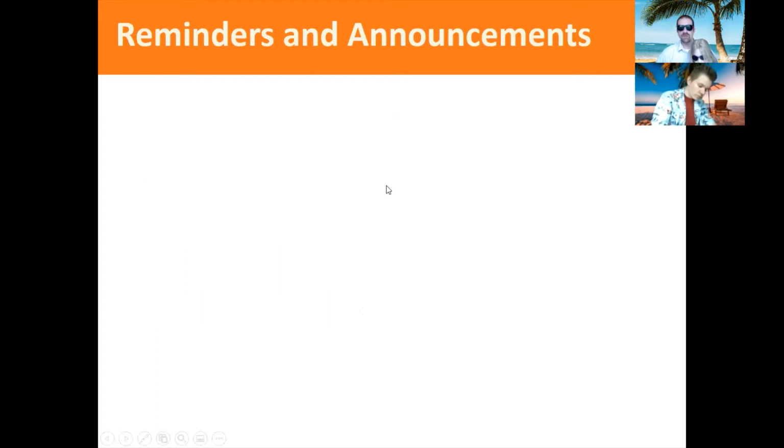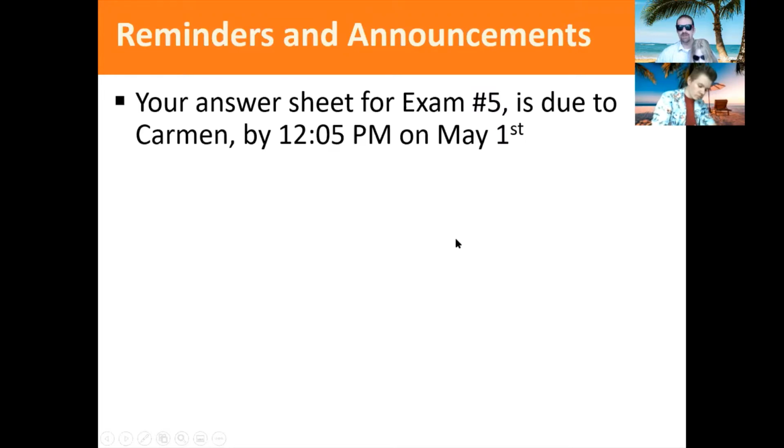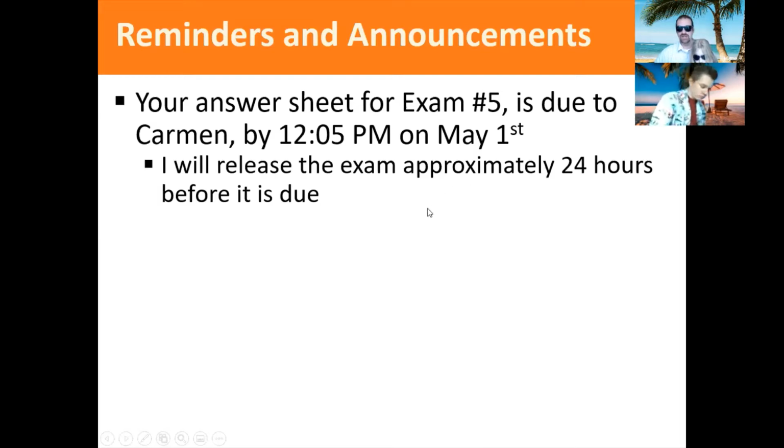All right, continue on with announcements. This may be the biggest one, the key one for us. Your answer sheet for exam number 5 is due to Carmen by 12:05 on May 1st. So 12:05 would be the end if we were taking our exam in the classroom. So that's why we have that particular time. What I'll do is release the exam about 24 hours before it's due. So about this time next Thursday, I'll release it.